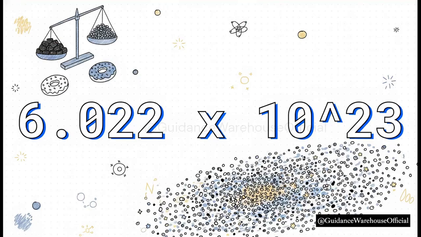Wait, this is absolutely crucial. If a dozen is 12, what exactly is a mole? It's Avogadro's number, 6.022 times 10 to the 23rd power. Scientists define this by figuring out exactly how many carbon atoms exist in precisely 12 grams of pure carbon-12. And whether it's a mole of carbon, a mole of oxygen, or even a mole of donuts, it always means exactly this many items. And trust me, it's a staggeringly massive number.